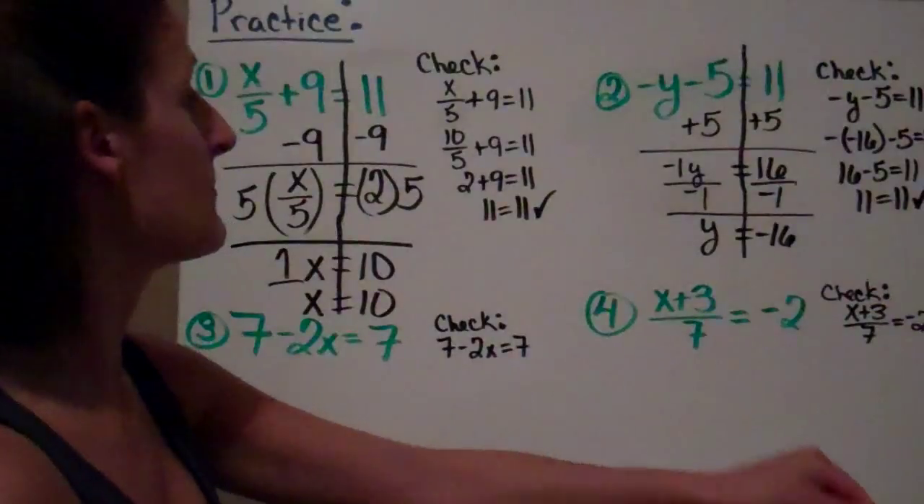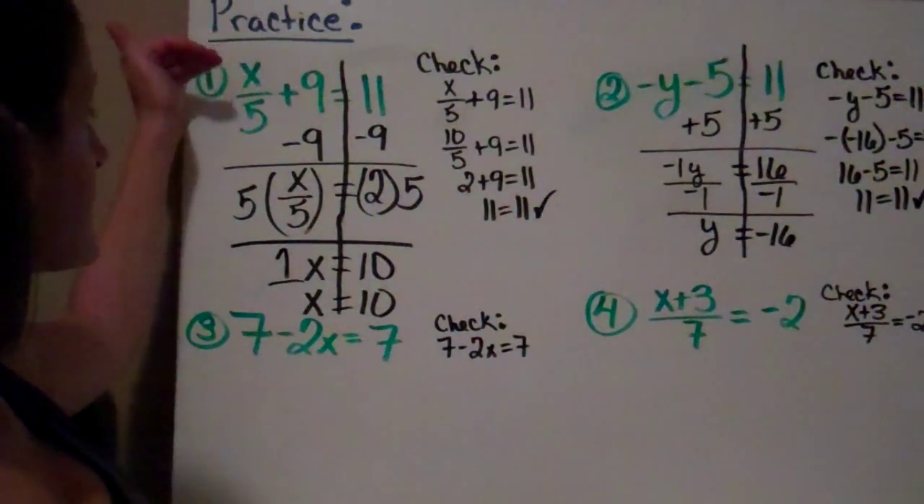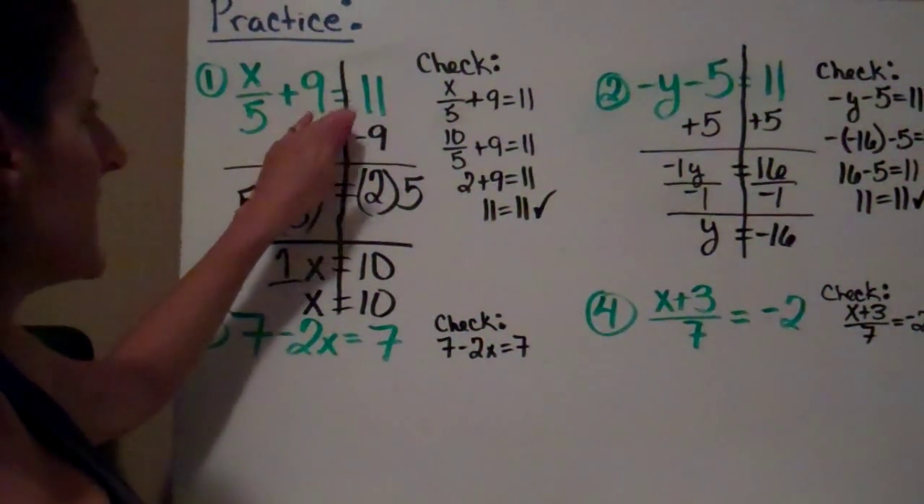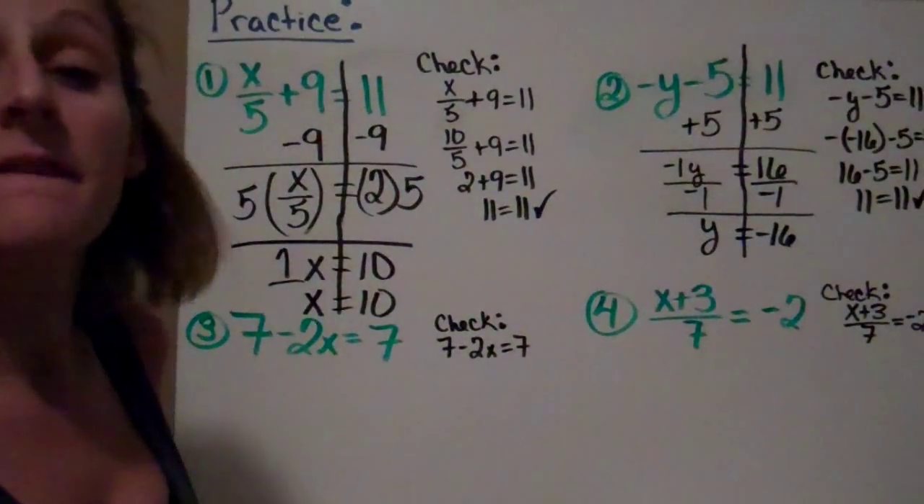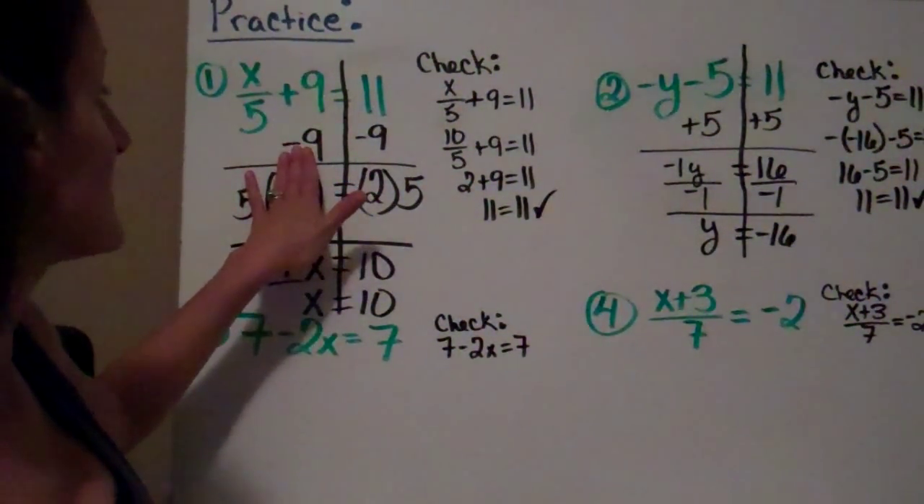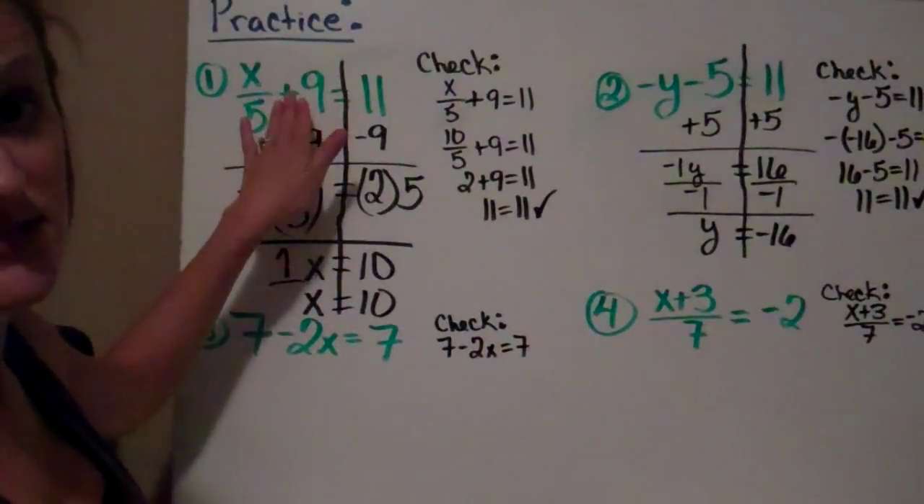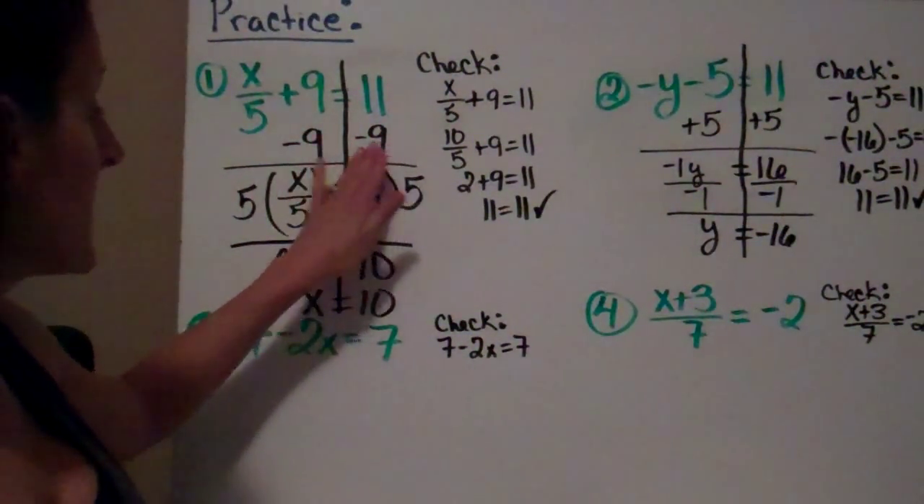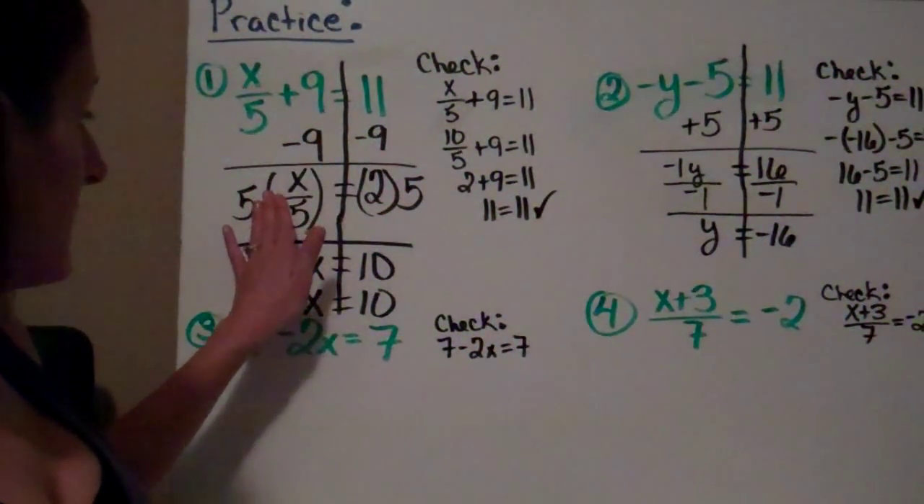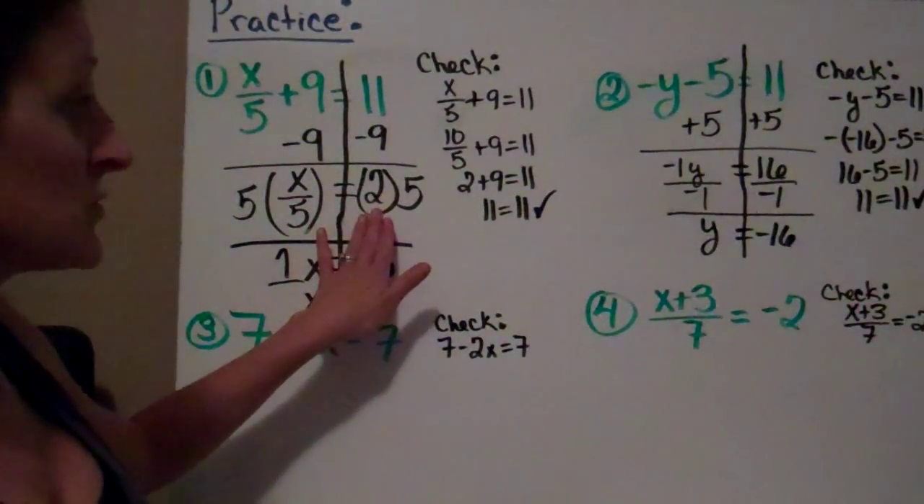Alright, let's do some practice. This is from x divided by 5 plus 9 equals 11. Alright, the first thing I need to do is subtract 9 from both sides, because this is a plus 9, so I subtract 9 from both sides. I'm going to get x divided by 5 equals 2.